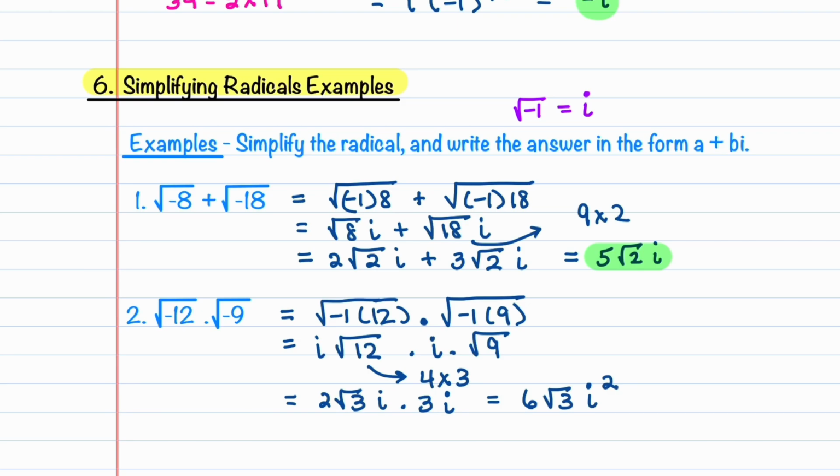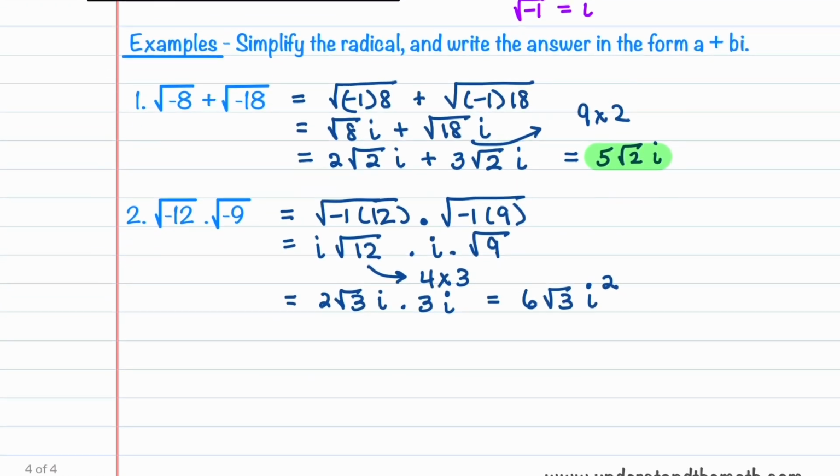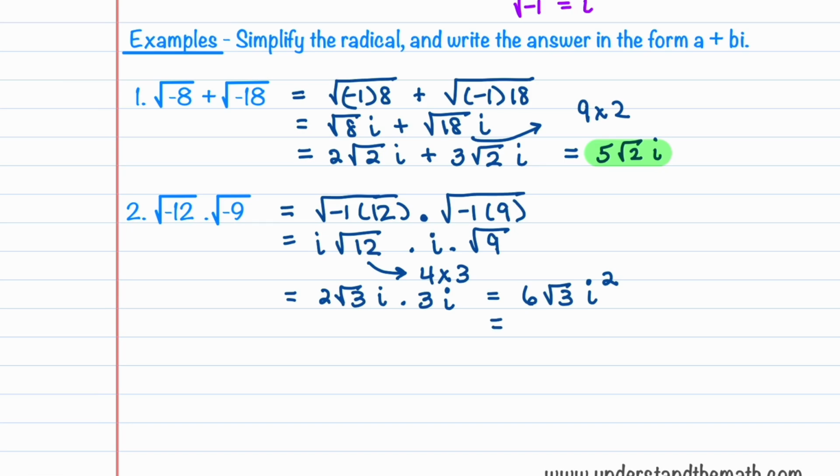And now we'll give ourselves a little bit more space here. i squared is -1, so we have 6 root 3 times -1, which gives us a final answer of -6 times the square root of 3. And that's it. I hope that you now feel more comfortable with working with complex numbers.